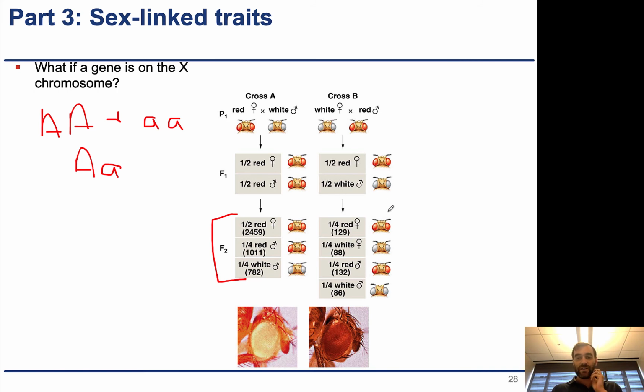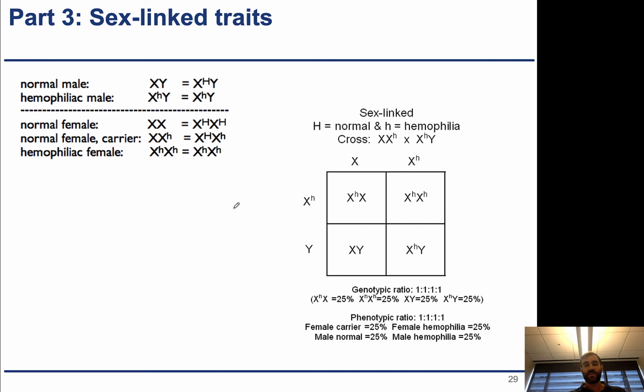If we do the cross in this direction, we no longer even see that 3-to-1 ratio. Instead, we see a 1-to-1 ratio. So 50% of the females have red, 50% have white, 50% of the males have red, 50% have white. And this can simply be explained by looking at sex-linked traits, just thinking about how the X and Y chromosomes are inherited.